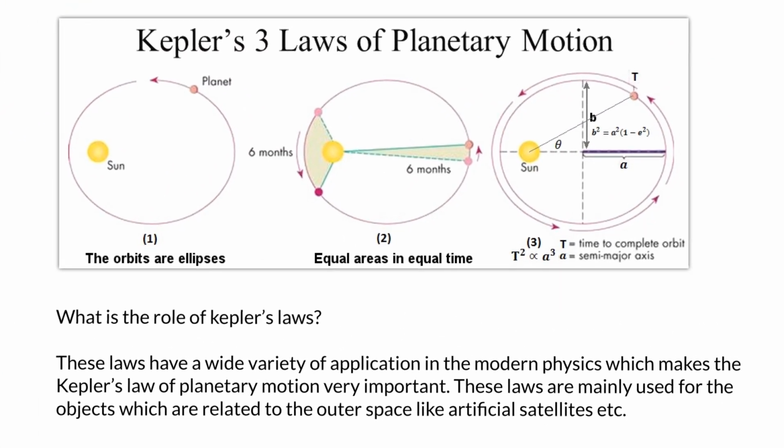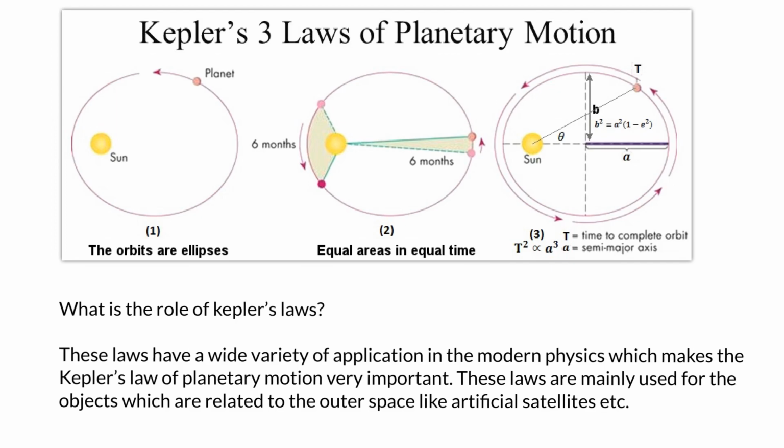Now we move towards the role of Kepler's law. Once again summarizing: this is the first law, orbits are elliptical in shape, that is, the planet is revolving in an elliptical path around the sun with the sun at one of its foci. Equal areas in equal time, this is the second law. The square of the time period is directly proportional to the cube of the semi-major axis, this is the third law.